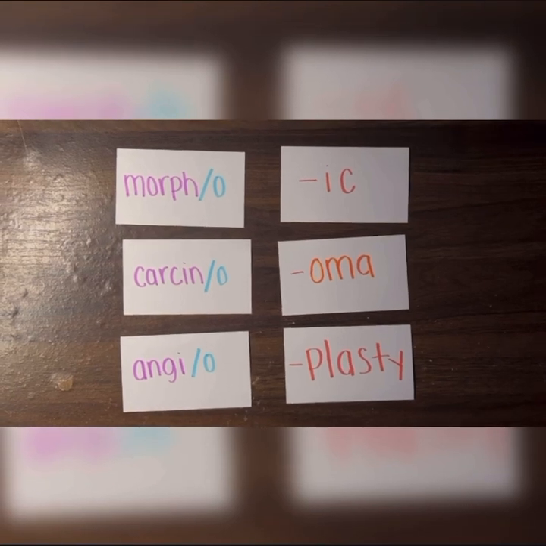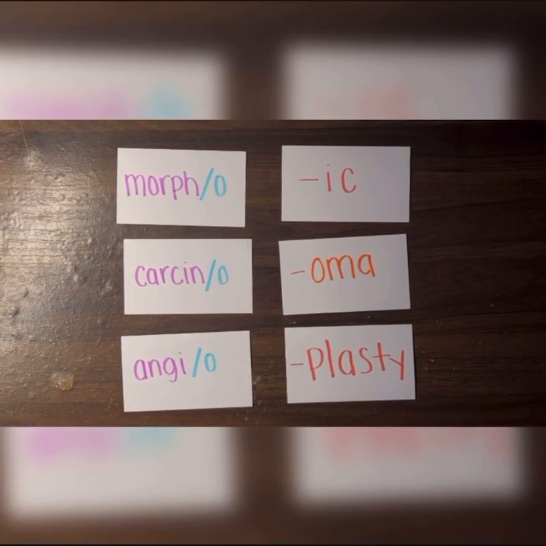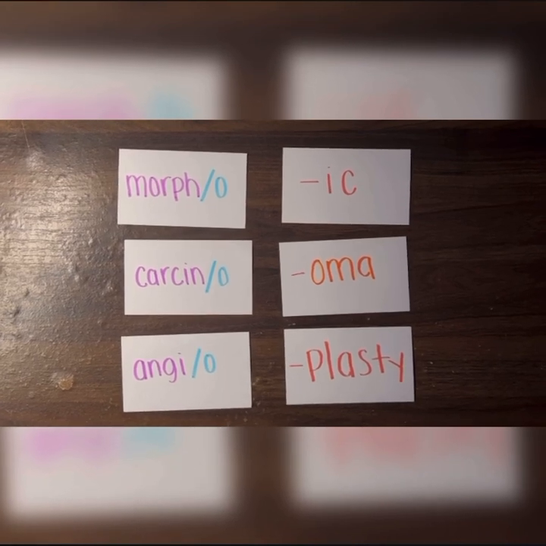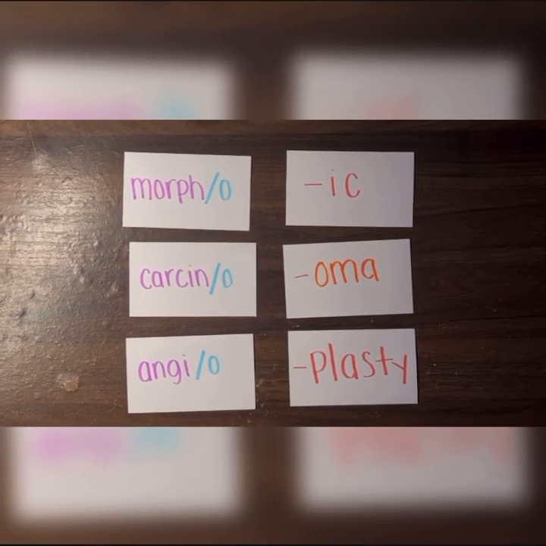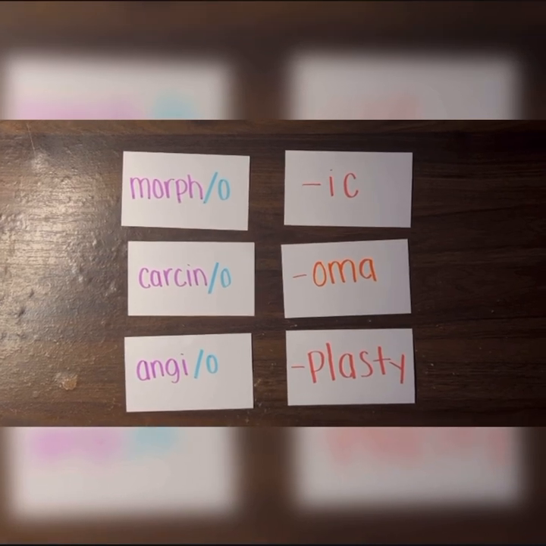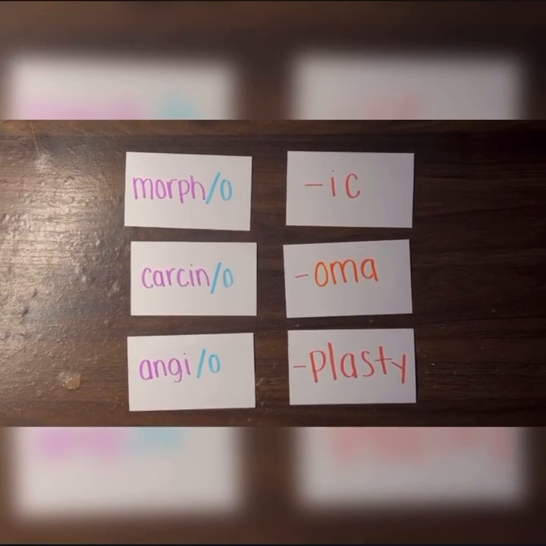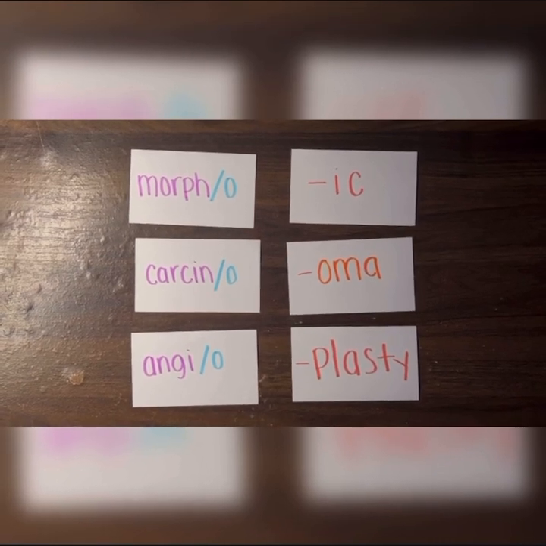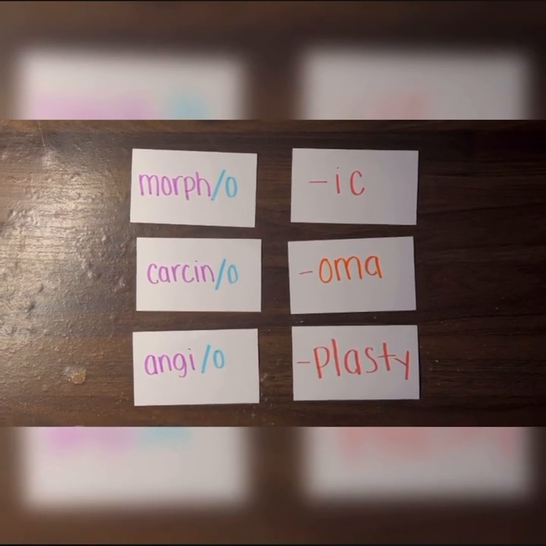Now, another rule that needs to be followed are the vowels. And as you can see, we have combining vowels in morpho, carcino, and angio. They all have O's. However, if we have a suffix that also starts with a vowel, we are going to need to drop the combining vowel, which is the blue O.